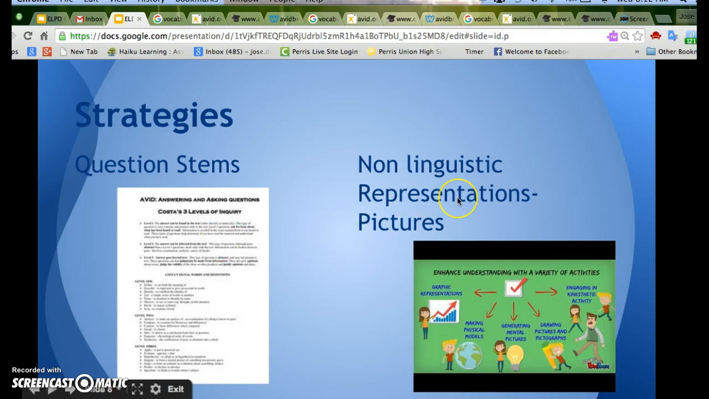And non-linguistic representations is just big words for me to say pictures. If you're delivering a lesson to your students for ELs, it's very critical for them to have visuals that go with your lessons, visuals that go with their production and their outputs of their work. That's very critical for them in terms of learning.